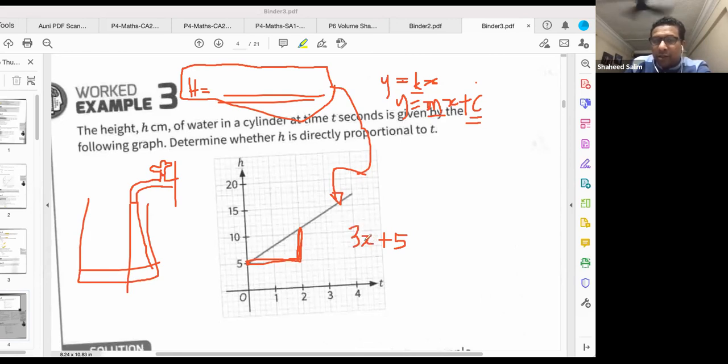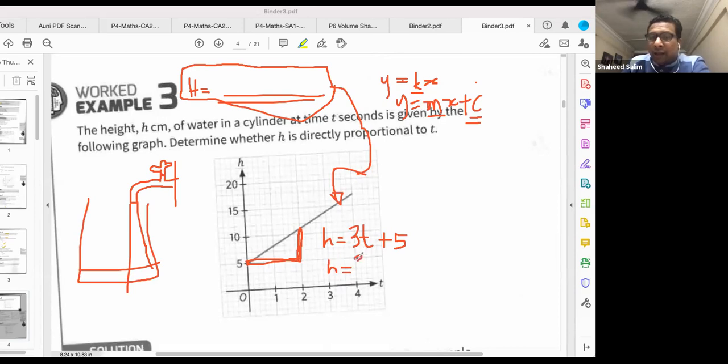Okay, I will change this to T, so that we are all having the same formula. And what is this? This is H. This is actually the equation of this line. Now, is it directly proportional? Well, let us look at it. Inshira, you wrote this equation just now: H equals K T.